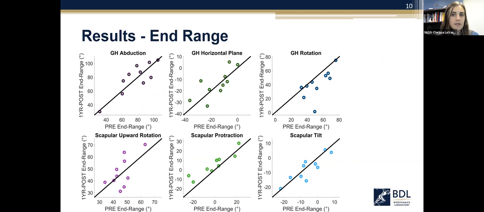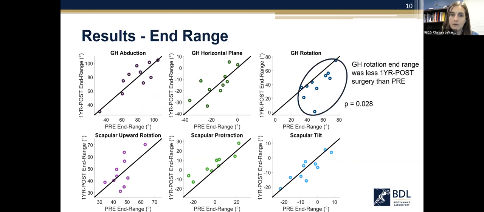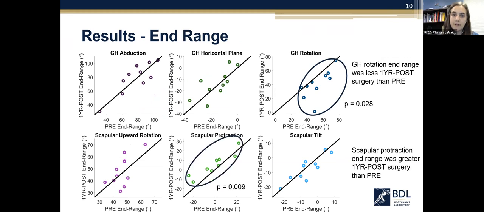Moving on to our results, the end range of each of the rotational components are plotted with pre-surgical end range across the X and post-surgical across the Y. Solid black lines are included to visualize no change from pre to post surgery. Using paired T-tests, the glenohumeral internal external rotation end range was less post surgery than it was before, but the scapular protraction was found to be greater after surgery than it was before.